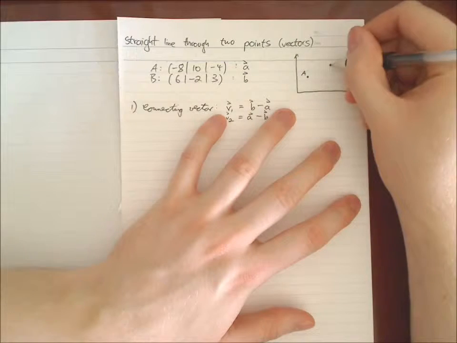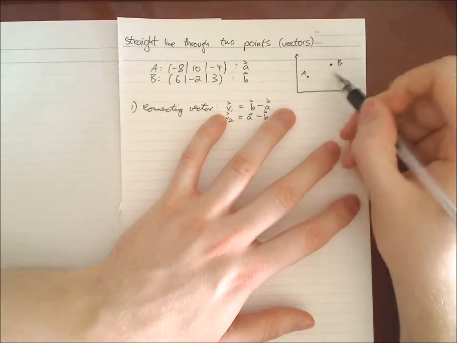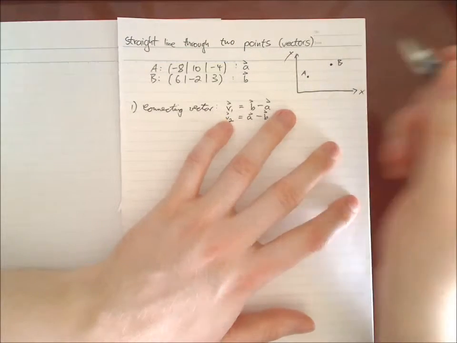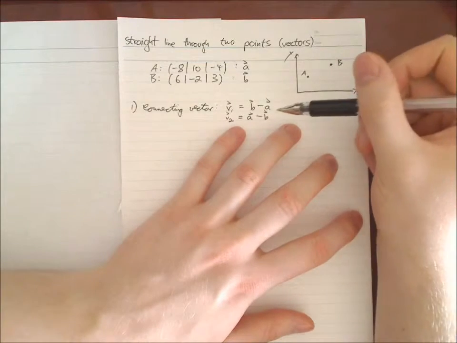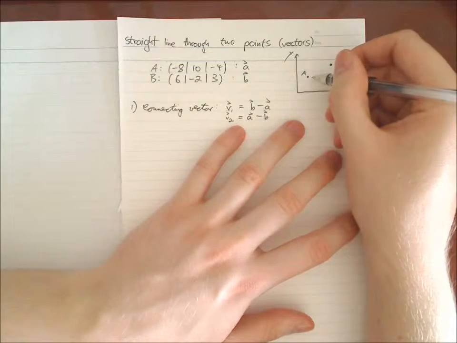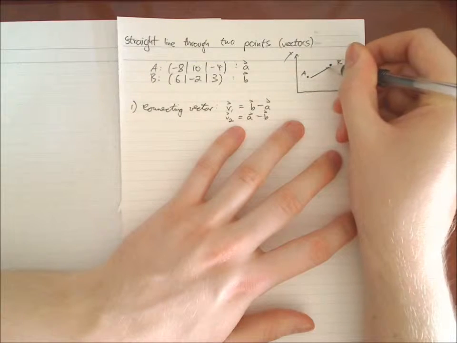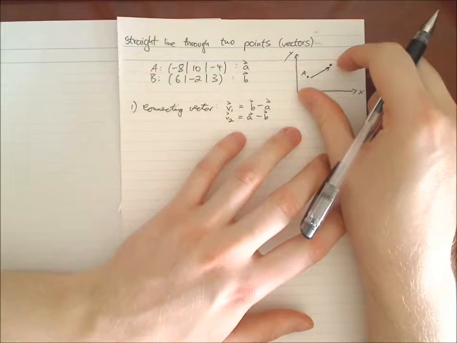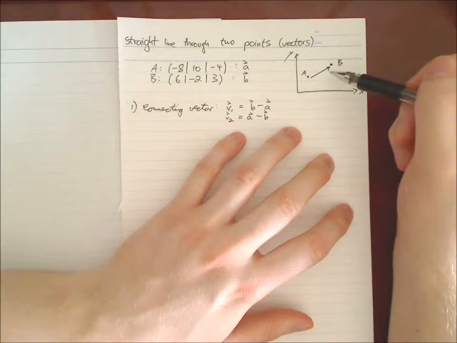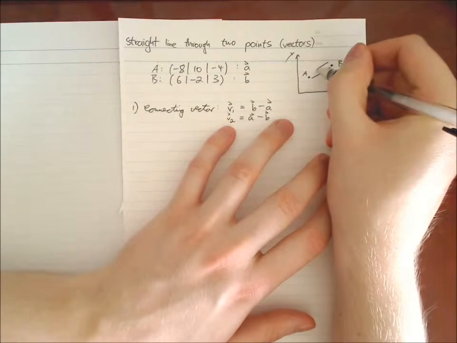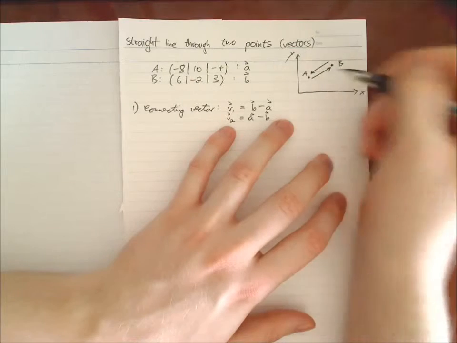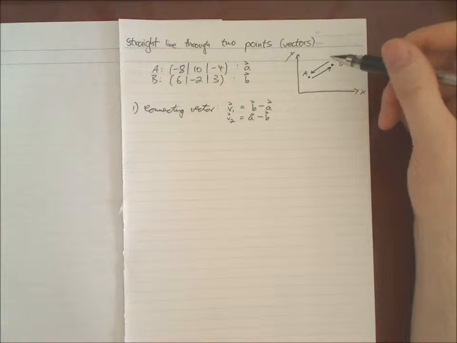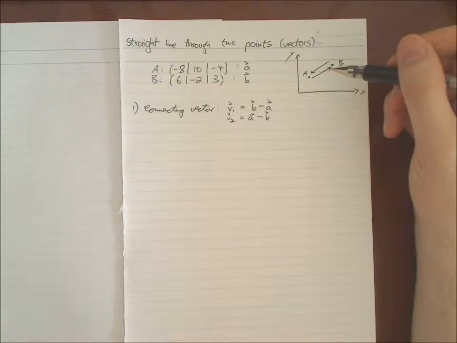So we have 2 points, A and B. Let's assume they look like this in our coordinate system. There are 2 ways to calculate the connecting vector. We can say this line would be A and B, and we say B minus A. This would be B minus A, but we could also say A minus B. Then we would end up with this one. So there are 2 obvious solutions for the directional vector.